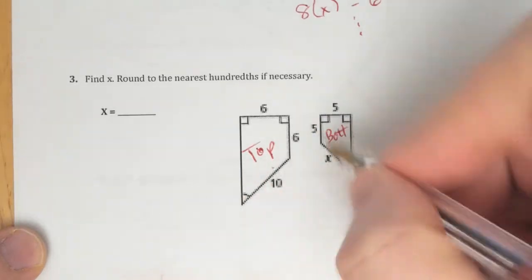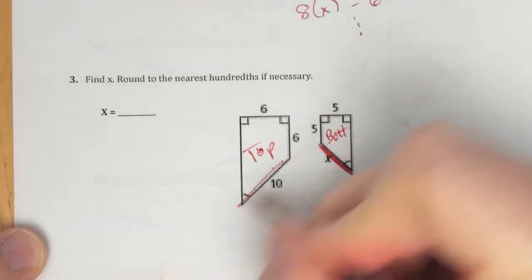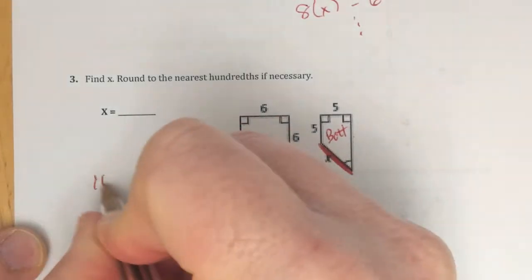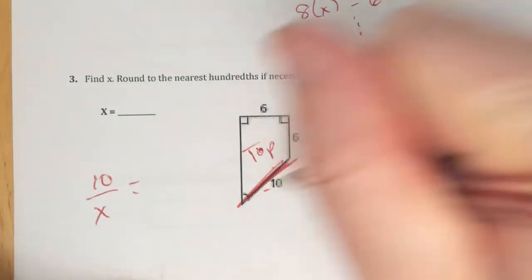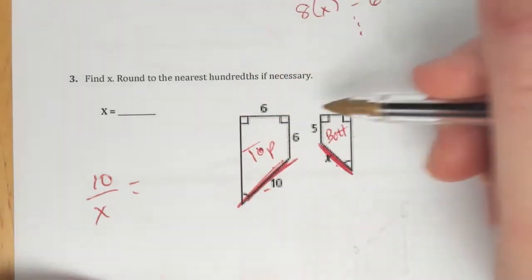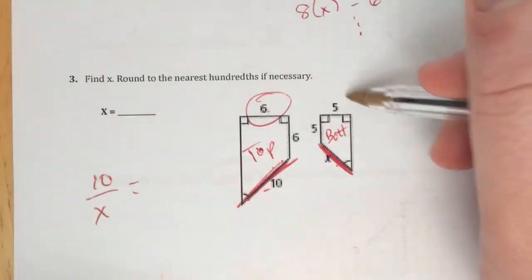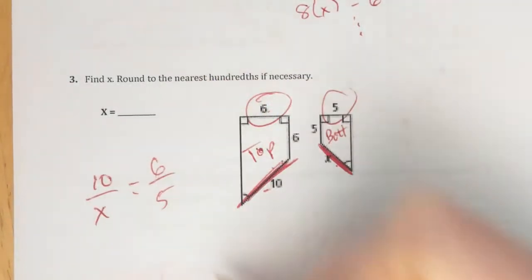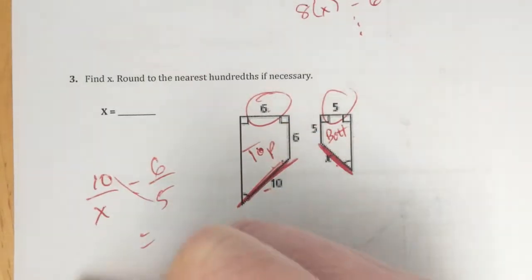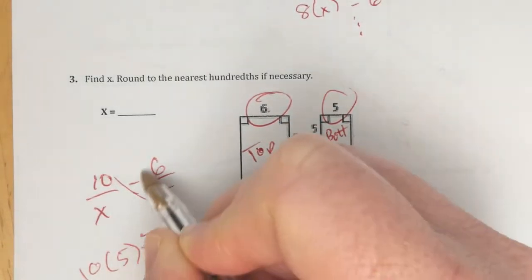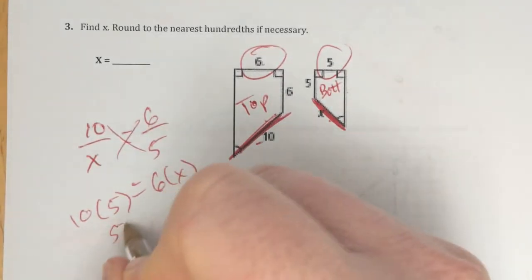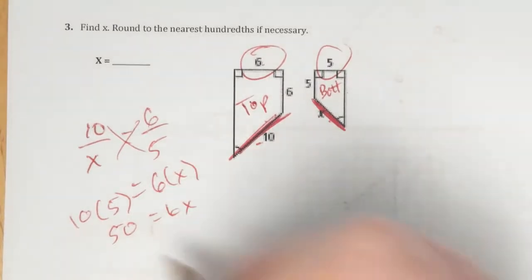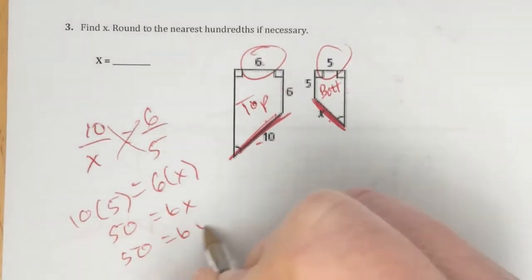If I want to compare the x with this, this has to be on the top, so it'd be 10 over x is equal to, now we just have to compare two other sides. So if I did 10 over x, that would match up with, just pick something else, and 6 would match up with a 5. So 6 over 5, and you would cross product. These two go together, and these two go together, and it's your job to finish it off. So I would get 50 equals 6x.